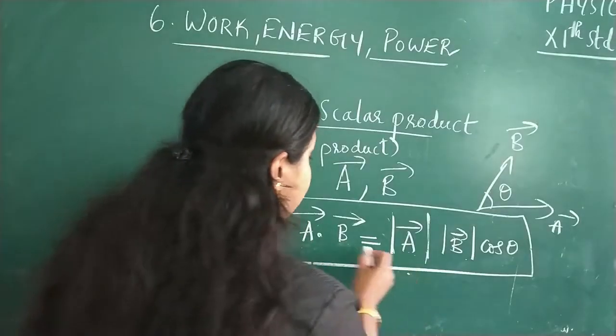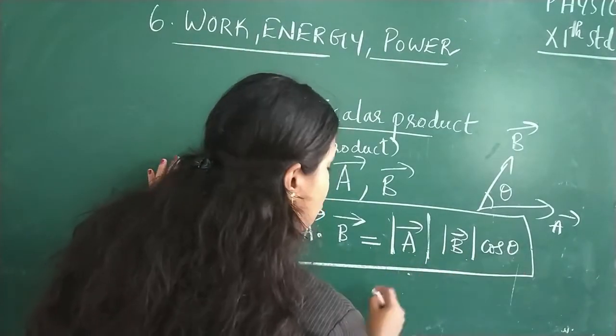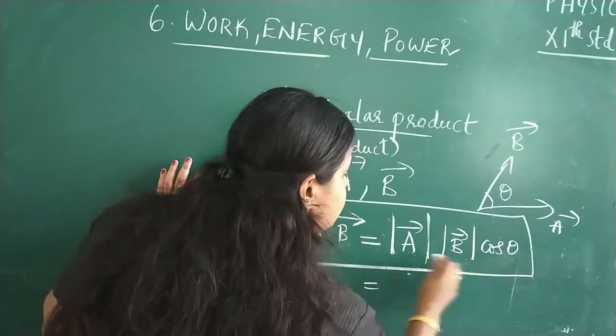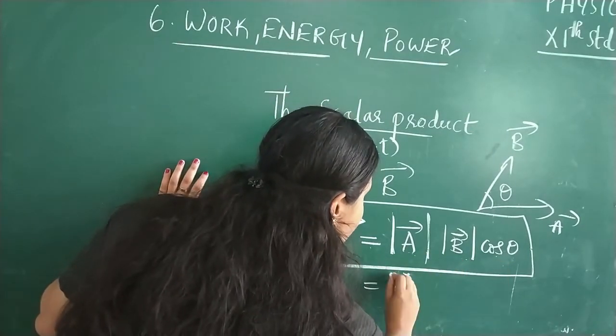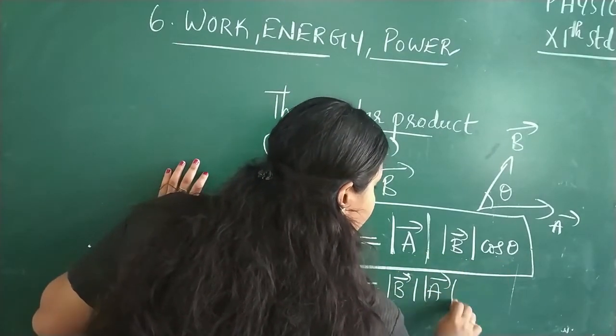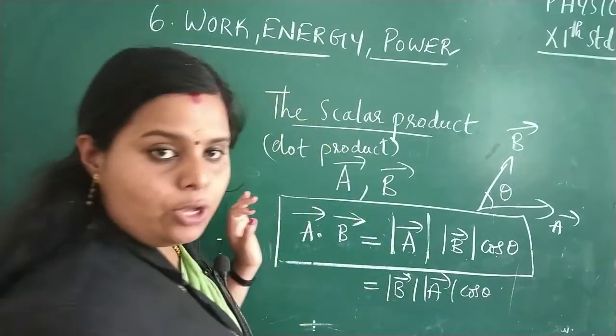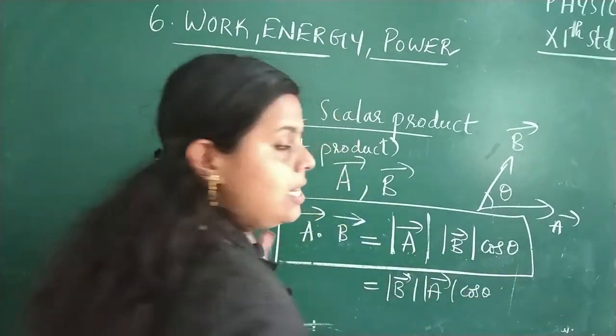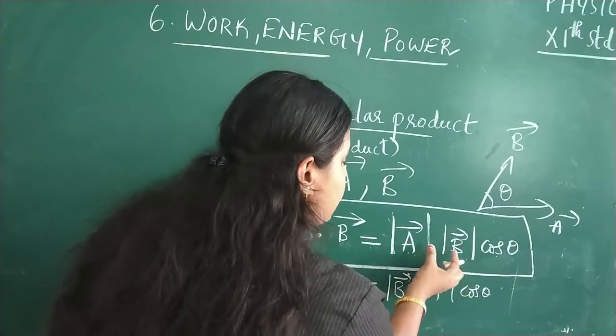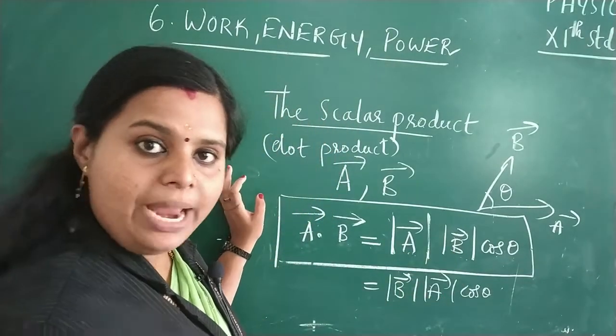Now listen children, this A dot B is equal to AB cos theta. Also, since this is a scalar, this is equal to BA cos theta. Okay, ഇവിടെ ഇപ്പോൾ AB cos theta എന്ന് പറയുന്നത് ഒരു സ്കെയിലാർ ആണ്. അപ്പോൾ അതുകൊണ്ട് തന്നെ നമുക്ക് അതിനെ BA cos theta എന്നുള്ള രീതിക്കും എഴുതാനായിട്ട് പറ്റും.